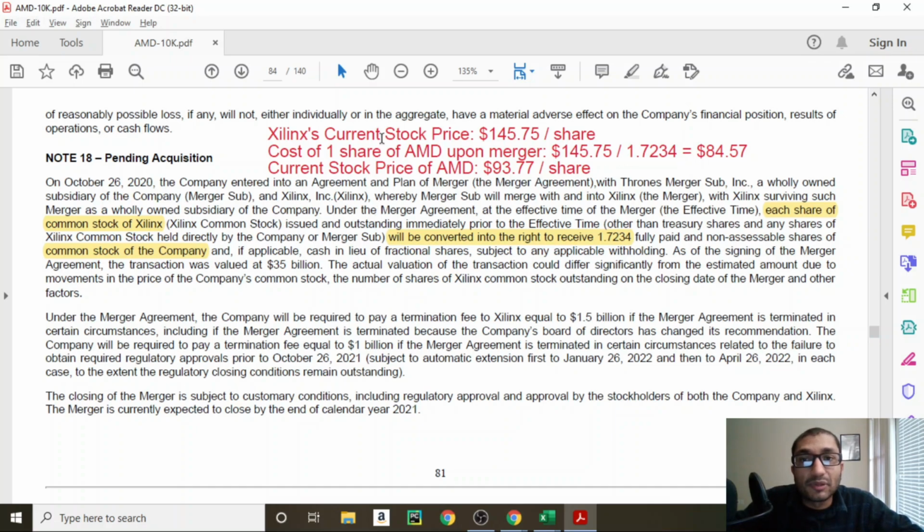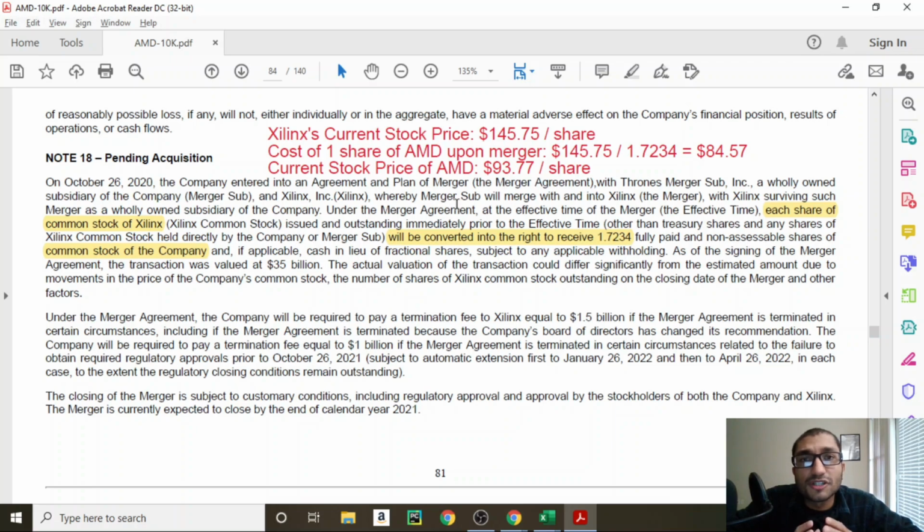Again, this is just an example, as the current stock price of both the securities can be vastly different at the time of the merger, and the arbitrage opportunity and the profit or loss that may be created may be vastly different at the time of the merger. It is also important to note that this is an all-share transaction. In other words, AMD will be issuing a lot more shares in order to pay for this merger, which inherently will dilute AMD's existing shareholders' ownership within the company.